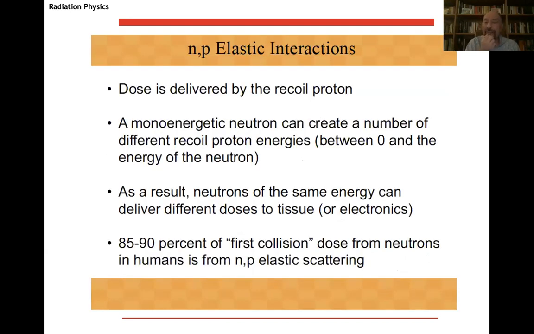Now, considering the interaction with protons, if you give energy to a proton, let's say that you are in water and you scatter with a proton, then you will have a recoil proton, and the recoil proton energies will be between 0 and the energy of the neutron, depending on how much energy is released in the collision. As a result, neutrons of the same energy can deliver different doses to tissue or any kind of target.